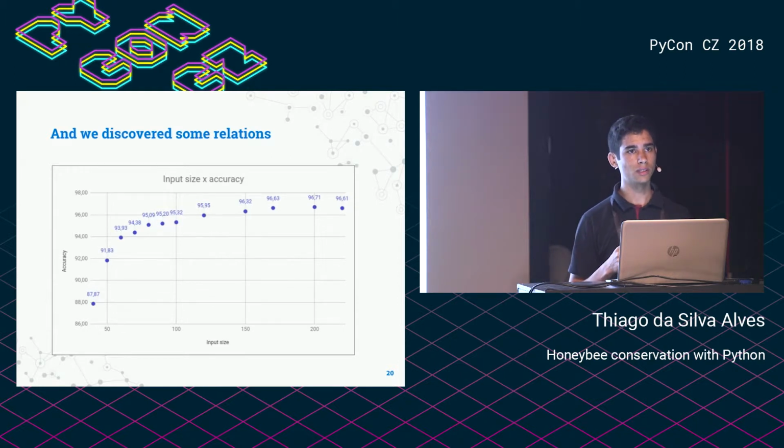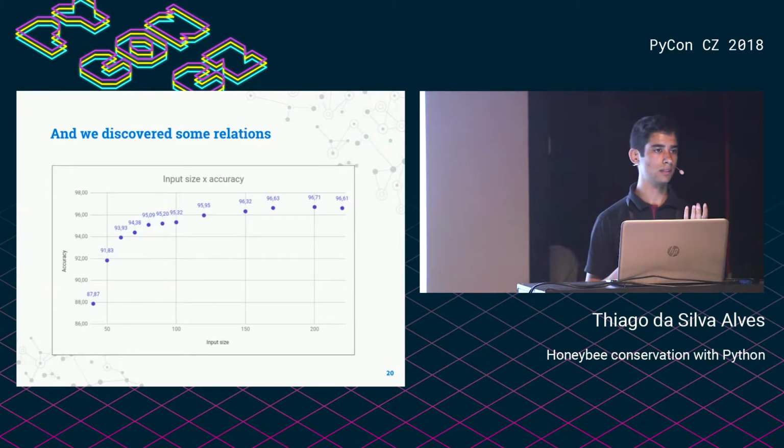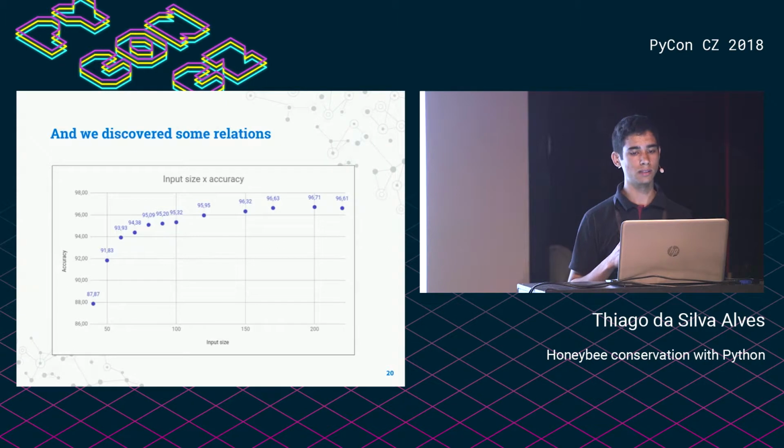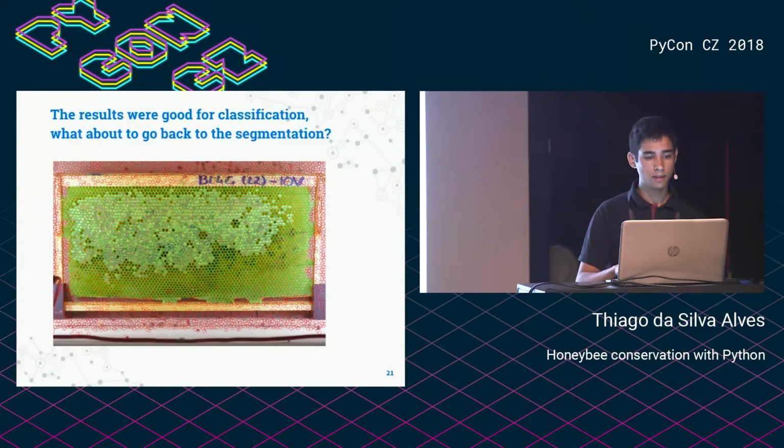It was interesting because we learned that the neural network learns that the center is really important to the prediction, but it still uses the content around the center to make the prediction. So we saw these results.